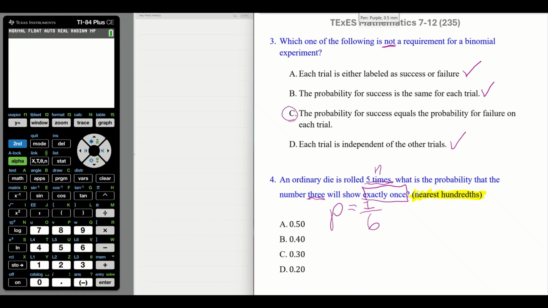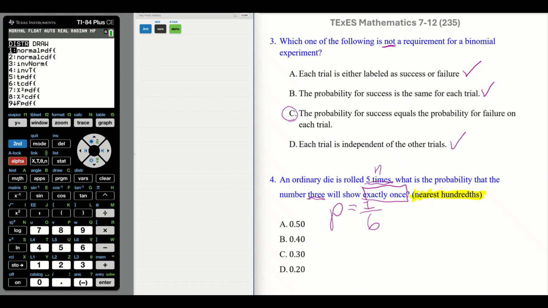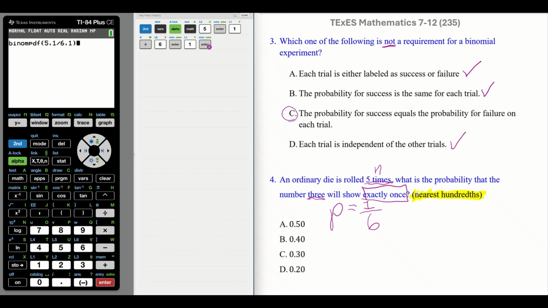Let's do this, okay? Second vars. Remember, it's alpha math. Okay, ooh, we already have that. Enter 5, enter 1 divided by 6, enter. How many times do we need to see this happen? Only once. So let's push 1, enter, enter. Okay, it says round to the nearest hundredths. We go over and look, there's a 0.4 rounding. So we're looking at the option B.